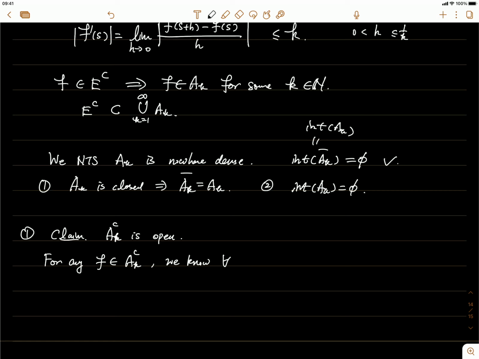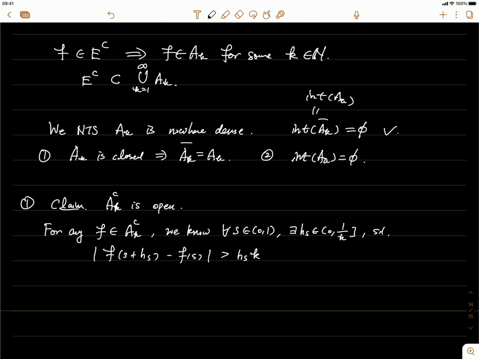So I just copy what I just wrote: for any s, there exists h_s between 0 and 1 over k. Whether this is closed or open doesn't really matter, right? And also, if s is really close to 1, I just need to consider the h_s such that s plus h_s is still less than 1. I don't really need to go as far as 1 over k, because everything will be just between 0 and 1. So for any s, there exists this h_s such that f(s + h_s) - f(s) is bigger than h_s k, just multiplying h_s to the right. So it must be bigger than that.